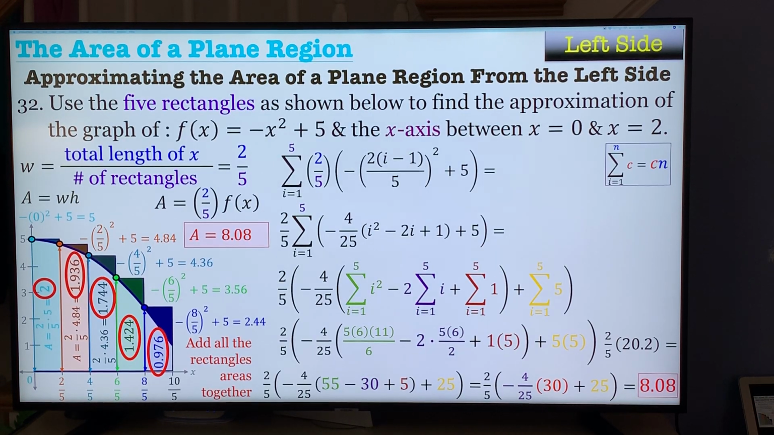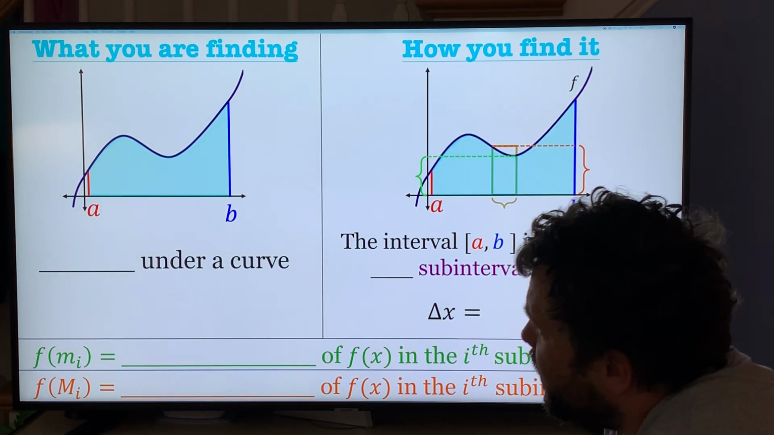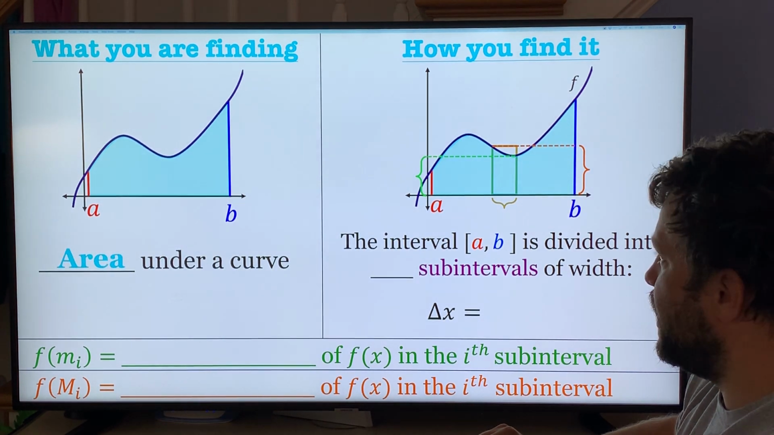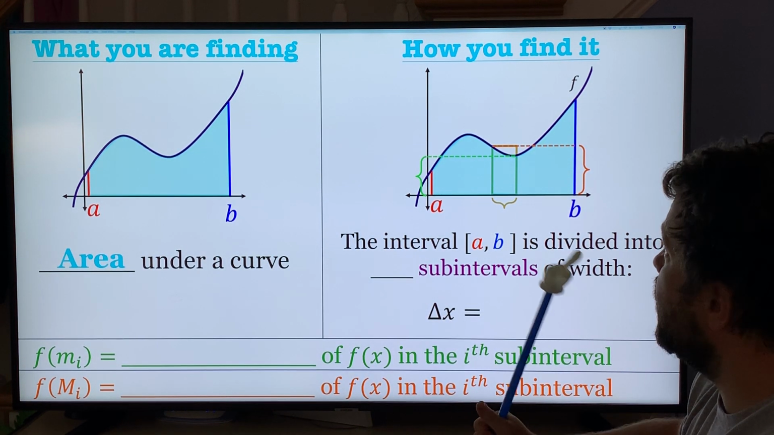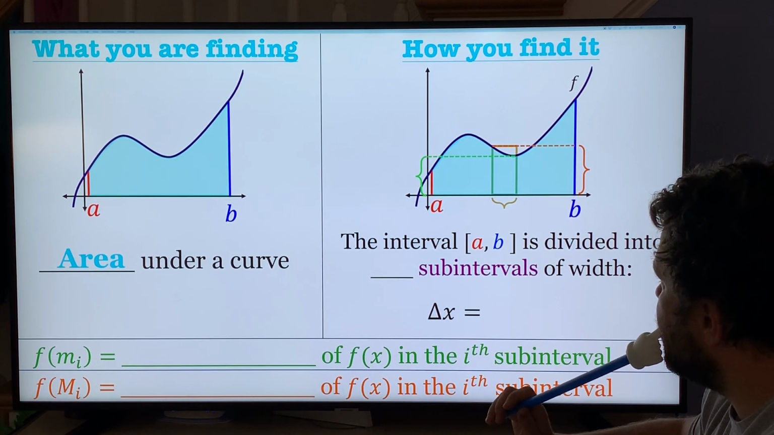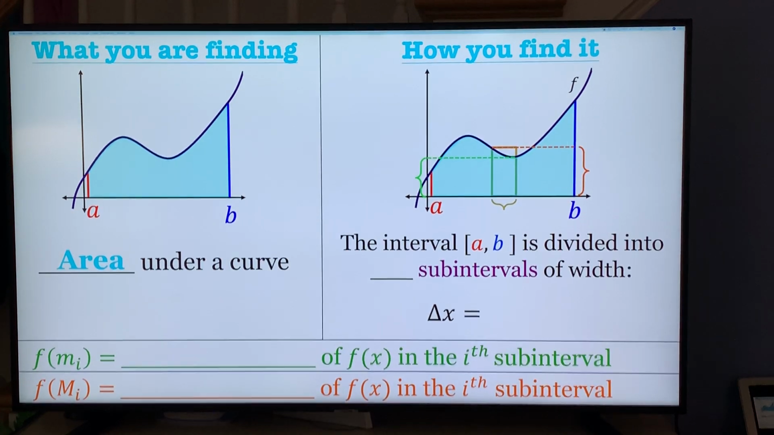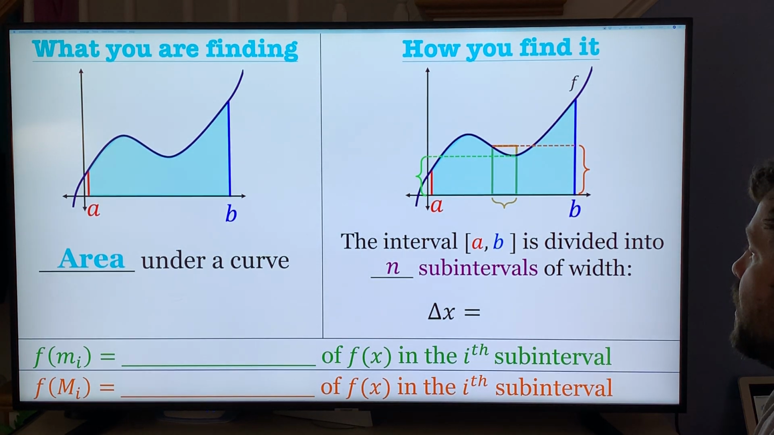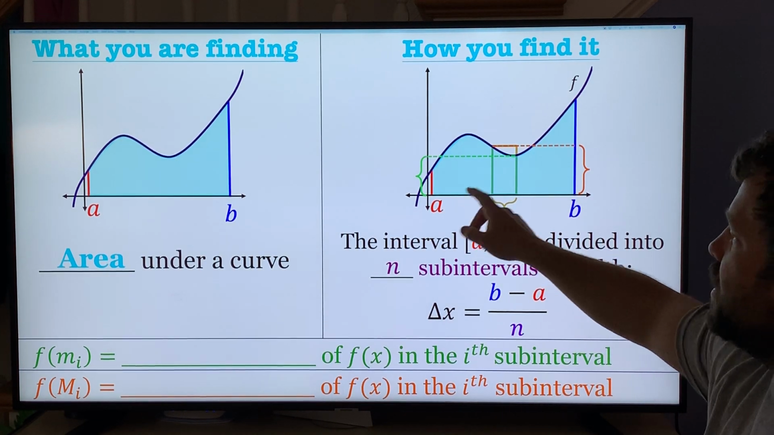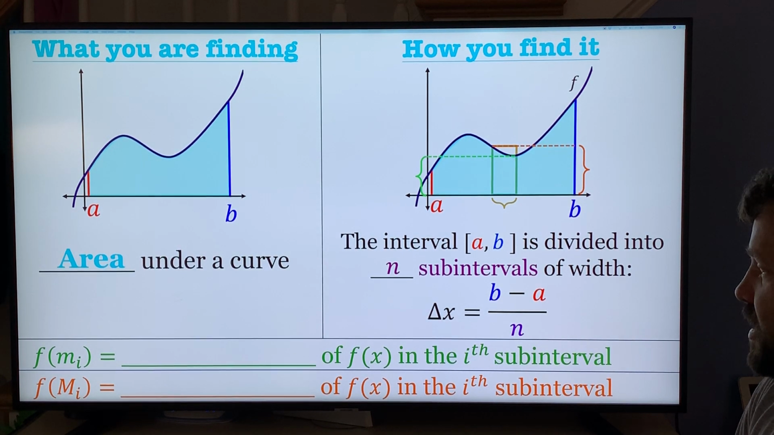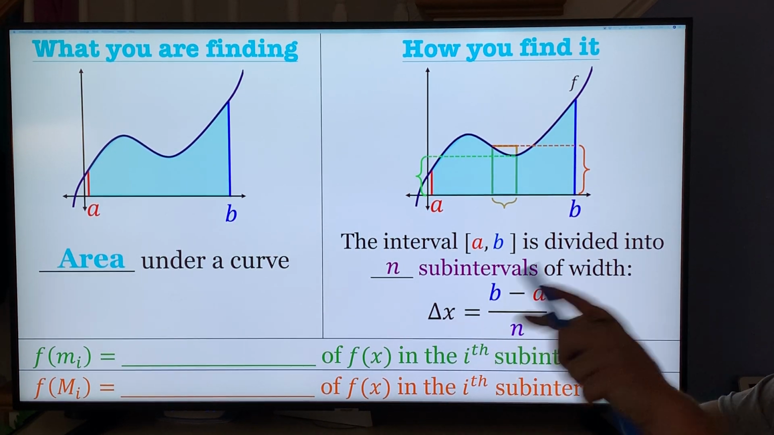Now, we're going to go a little more advanced. We're about halfway through. What are you finding? What are you actually finding here? You're finding the what? You should say area under a curve. All right? Right here. How did you find it? The interval from A to B is divided into, how many subintervals do you think? N. Why N? Because it could be a different number each time. You remember what delta X was? That is B minus A, high end minus low end, divided by the number of subintervals. So that's how you find your delta X, okay? That's how you find what each width is.